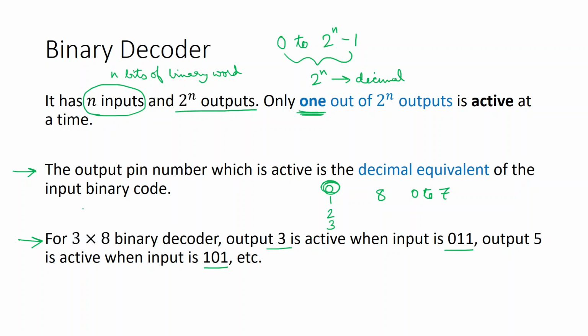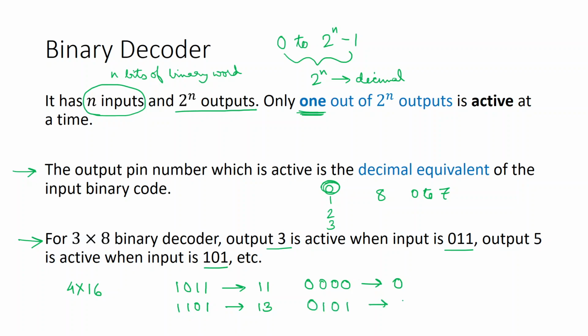Similarly, consider 4 cross what? 4 cross 16 decoder. If my input binary code is 1011, which output will be active? 1011 is 11, so output number 11 will be active. If I have 1101, which output will be active? This is 13. Output 13 will be active. When I have 0000, output 0 will be active.